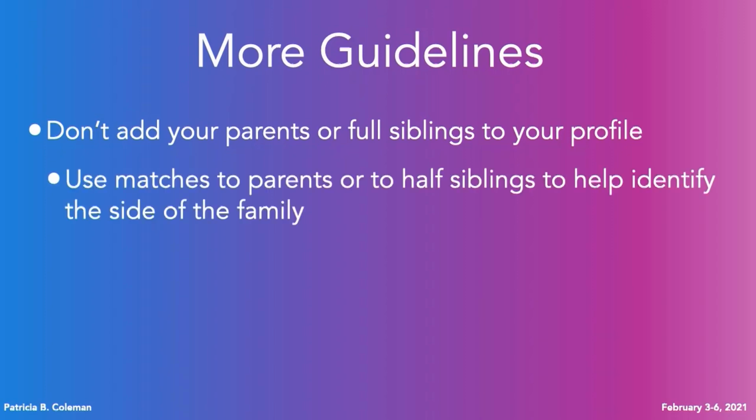You can, however, use your parents or half-siblings to help you identify which side of the family a match is on. For example, if both you and your mother match an unknown person, you at least know that that person has to be maternal because it matches your mother also. Whereas if you have a match and your mother does not, then that match would have to be paternal. If you have a half-sibling who shares a common father with you, then any person that matched both you and your half-sibling would have to be paternal.